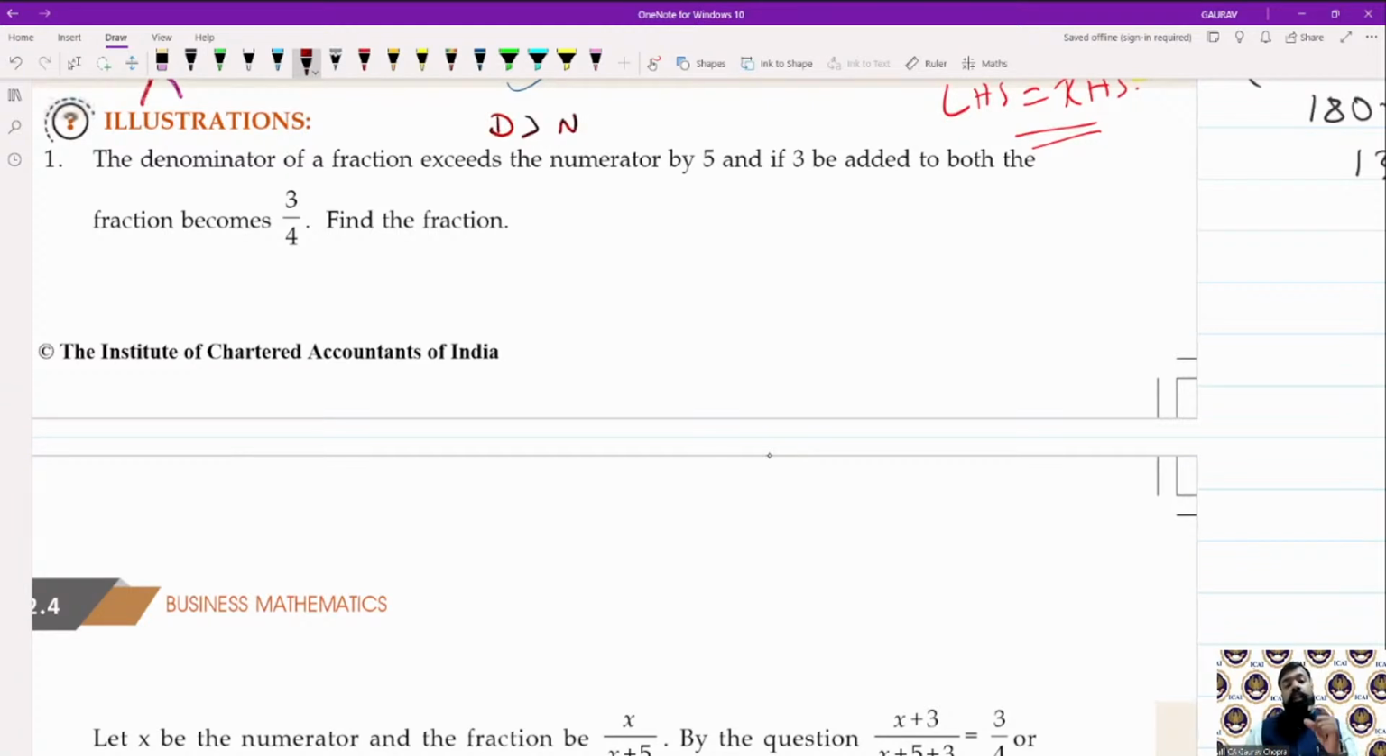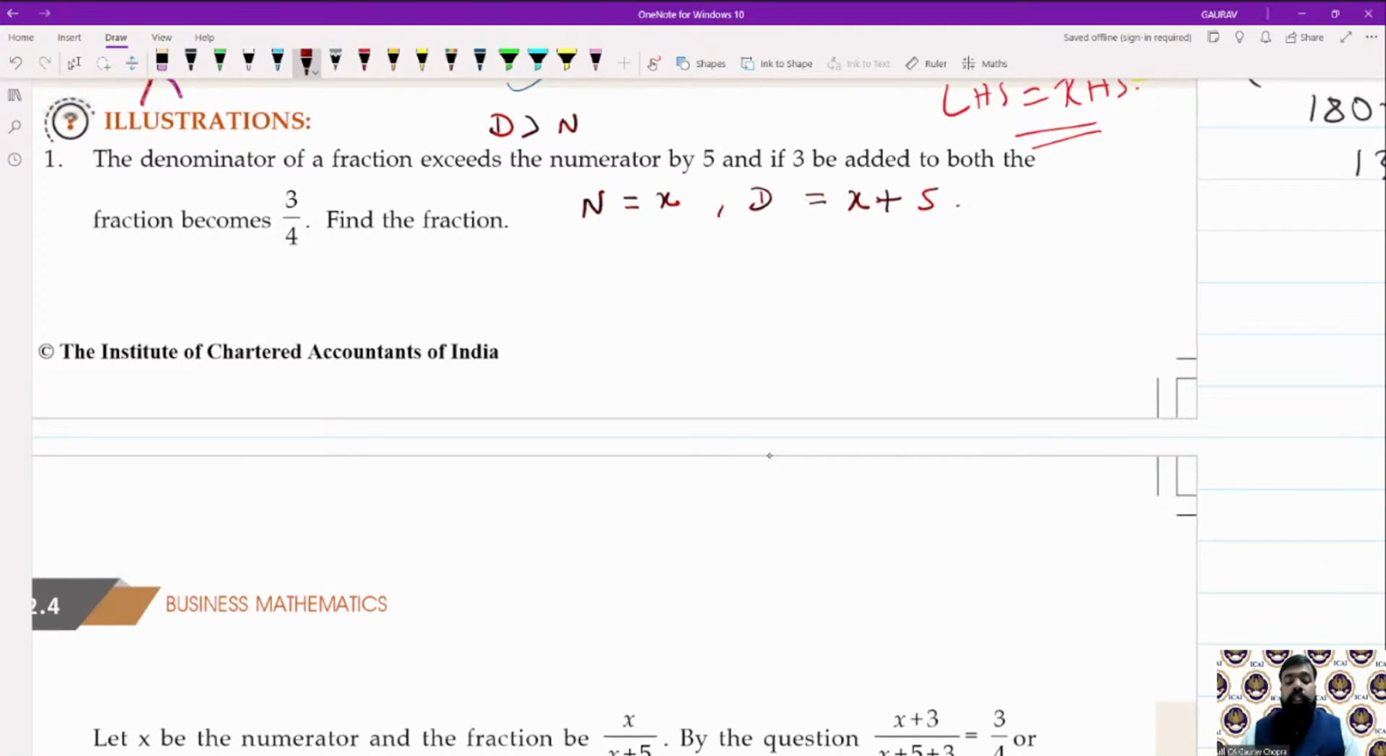That means the denominator is greater by 5. If the numerator is 1, then the denominator will be 6. If the numerator is 2, the denominator will be 2 plus 5. If the numerator is 3, the denominator is 3 plus 5. And if the numerator is x, then the denominator will be x plus 5. So we can assume the numerator as x so that the denominator will become x plus 5. So this is given here.